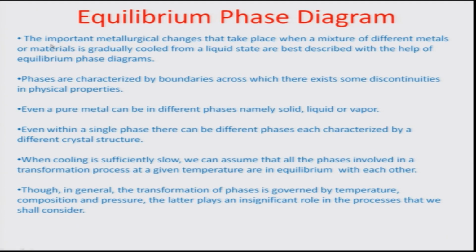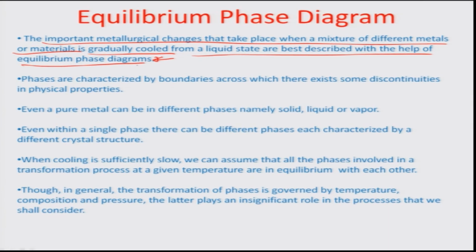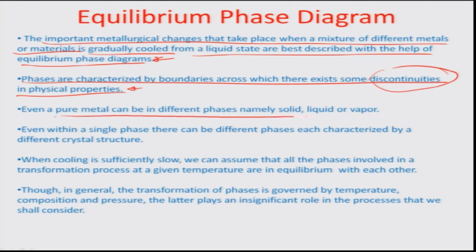So the important metallurgical changes that take place when a mixture of different metals or materials is gradually cooled from a liquid state are best described with the help of these equilibrium phase diagrams. Phases are characterized by boundaries across which there exist some discontinuities in the physical properties. I am going to come to this later when I actually explain the diagram. Even a pure metal in different phases, namely solid, liquid and vapor, can be plotted into something called a phase diagram. Even within a single phase there may be different phases, each characterized by a different crystal structure.